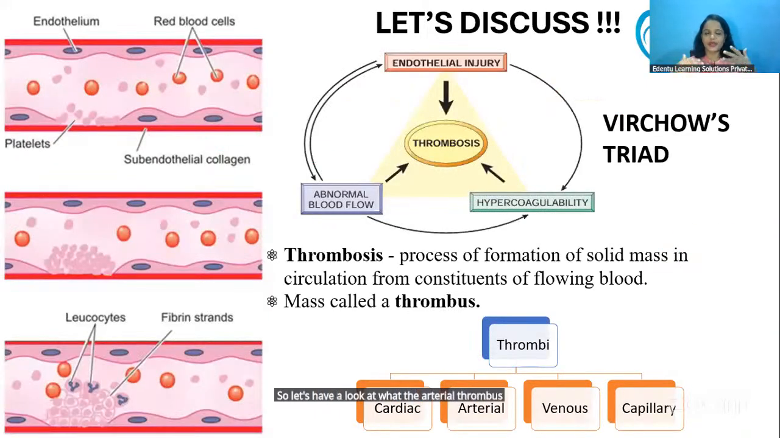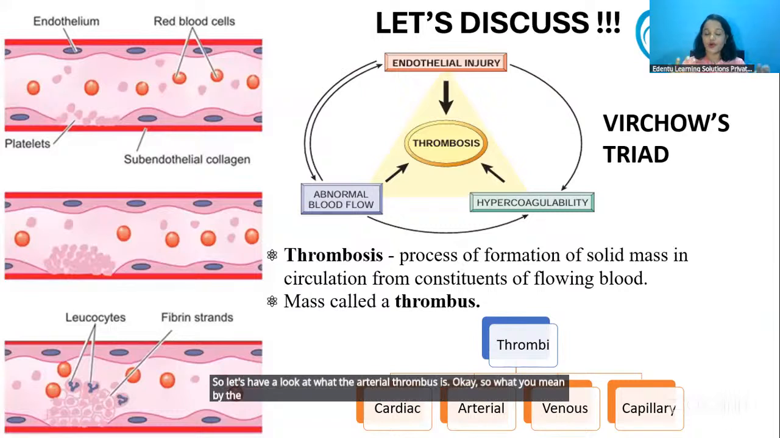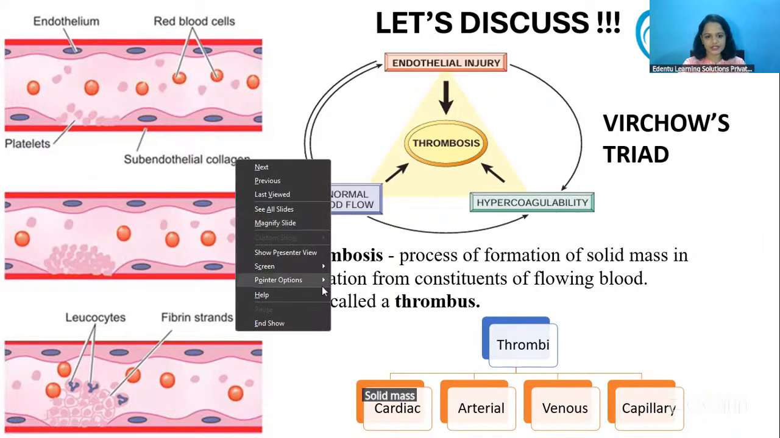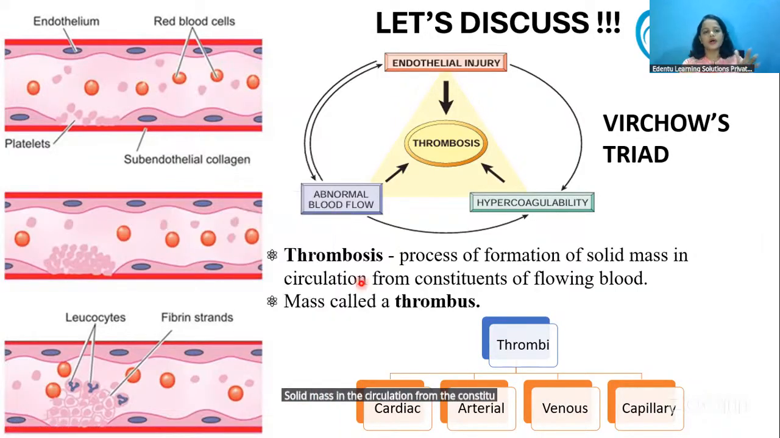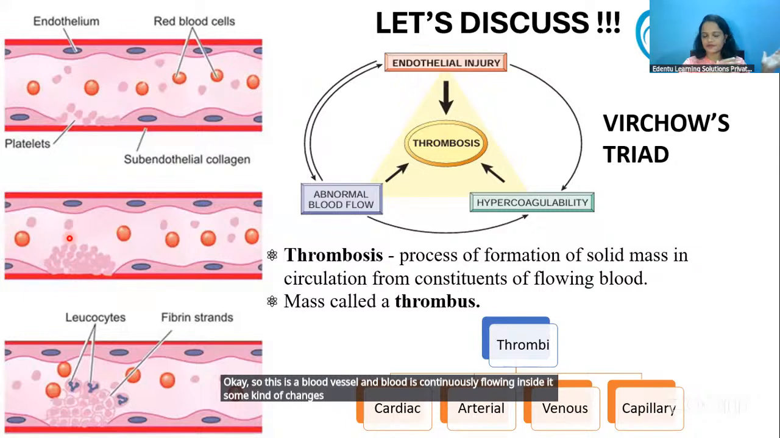Let's first have a look at what you mean by the terms thrombus and thrombosis. Thrombosis is a process of formation of a solid mass in the circulation from the constituents of blood. Imagine this is a blood vessel, and blood is continuously flowing inside it, and some kind of changes are happening in that flowing blood.